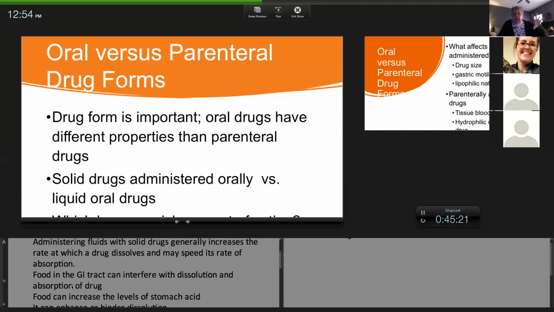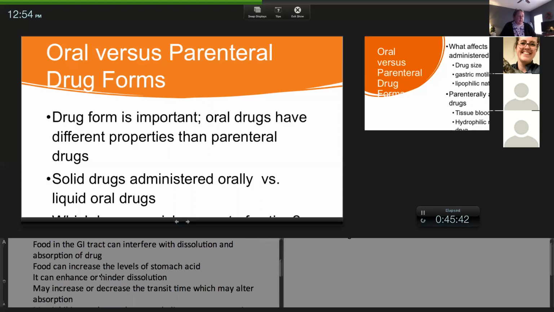But we usually time it, we want to give it on an empty stomach. So a lot of times we tell them to give sucralfate an hour before any other meals or meds. So sometimes there is important timing if an animal is getting different medications. So that's important to know.